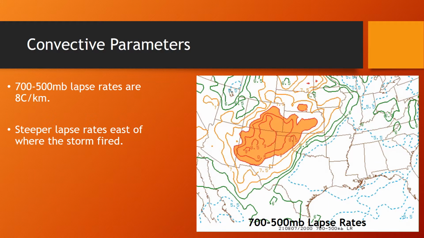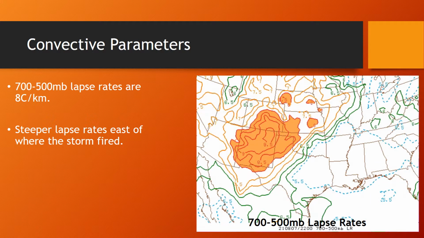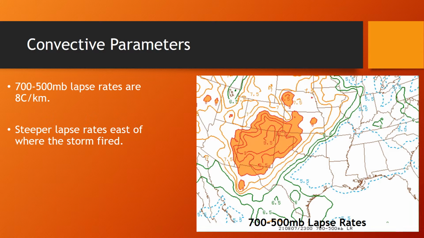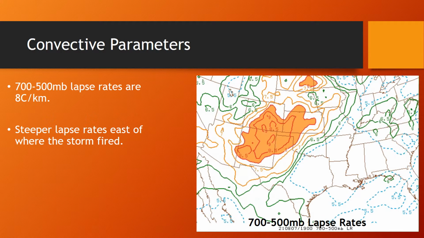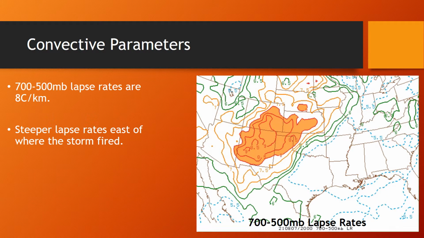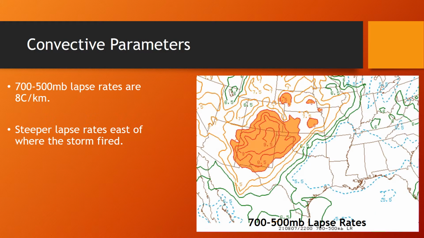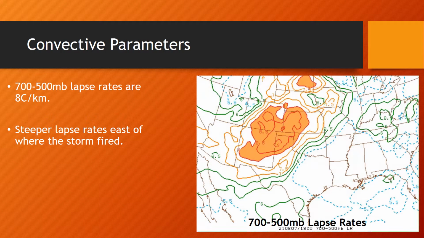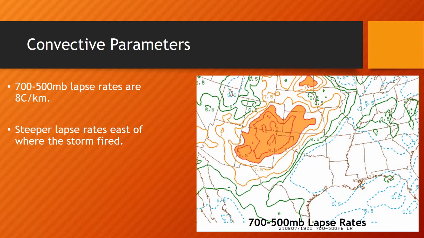Looking at the 700 to 500 millibar lapse rates, you can see that they were actually quite steep for the day, about 8 degrees C per kilometer. And we had some steeper lapse rates east of where the storm actually fired, interestingly enough.